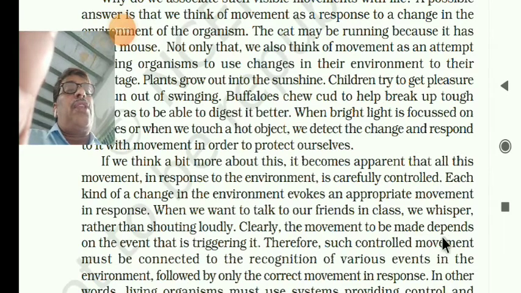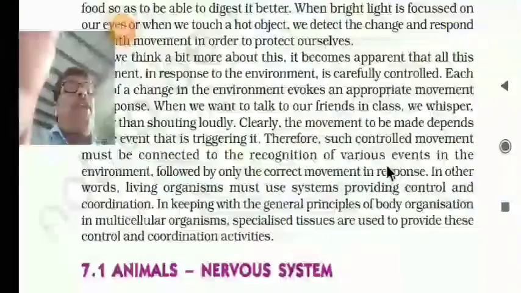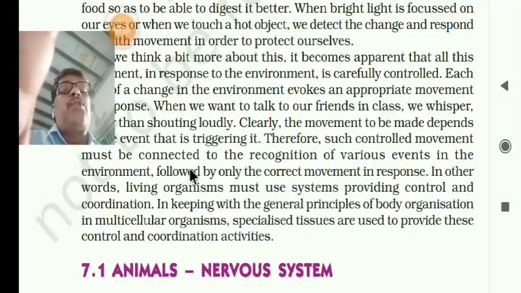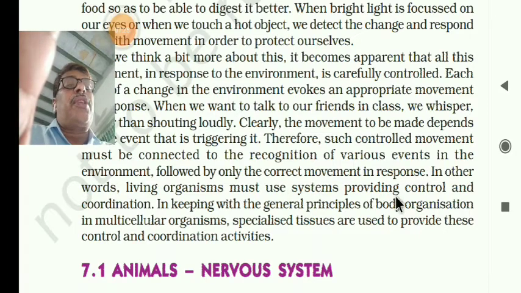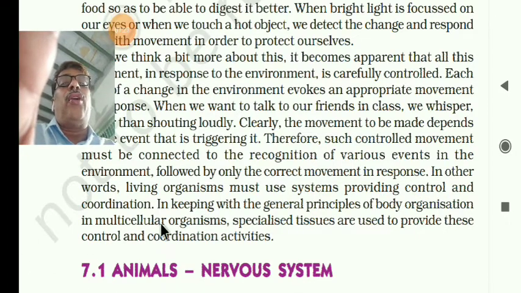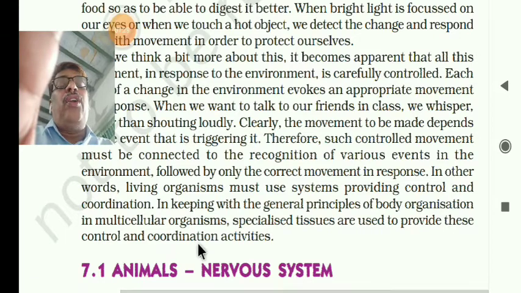Therefore, such controlled movement must be connected to the recognition of various events in the environment, followed only by the correct movement in response. In other words, living organisms must have some systems providing control and coordination. For control and coordination, proper systems should be there.